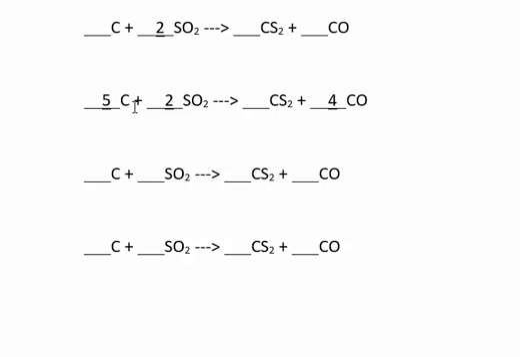5 carbons on the left, 1 plus 4, 5 carbons on the right. 2 times 1, 2 sulfurs on the left, 2 sulfurs on the right, 4 oxygens on the left, 4 oxygens on the right. So now our equation is balanced.